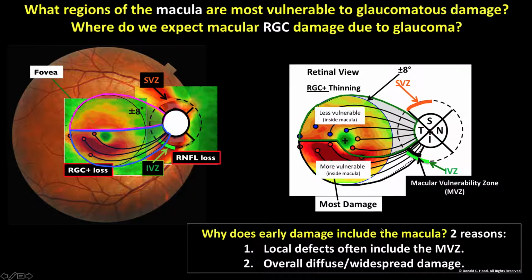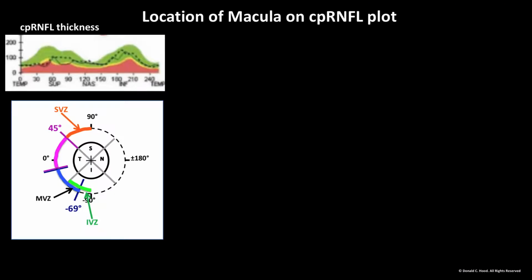So why does early damage include the macula? There are really two reasons. A major reason is that you see local defects because damage to the macular vulnerability zone is very, very common. There's also a second reason. Glaucoma has an overall diffuse or widespread damage that we and others have documented, and that also affects the macula.